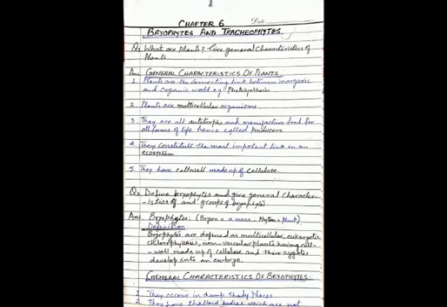Assalamu alaikum class. Now we have to start the exercise of chapter 6, Bryophytes and Tracheophytes. The first question in your exercise is, what are plants? Give general characteristics of plants.